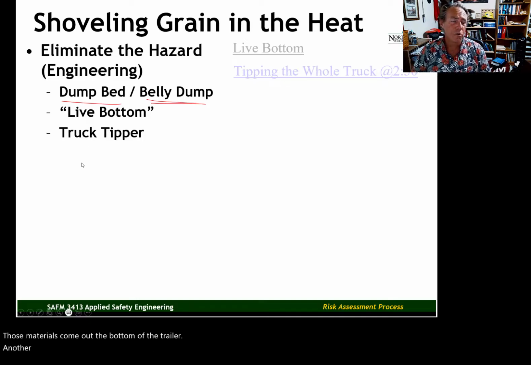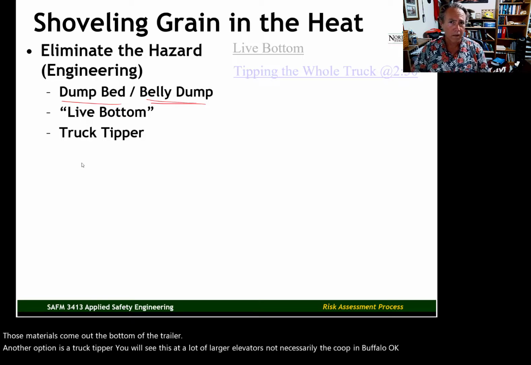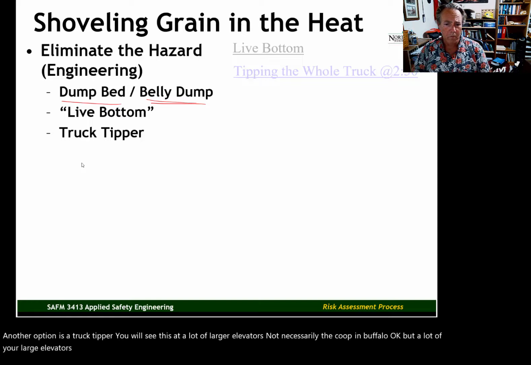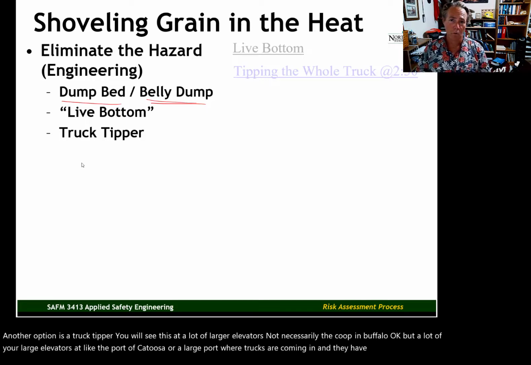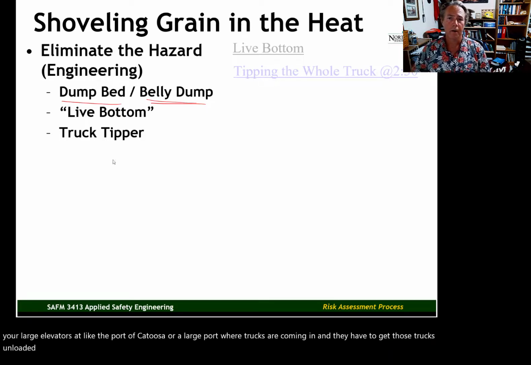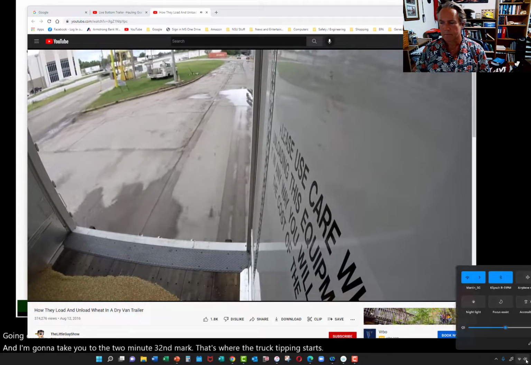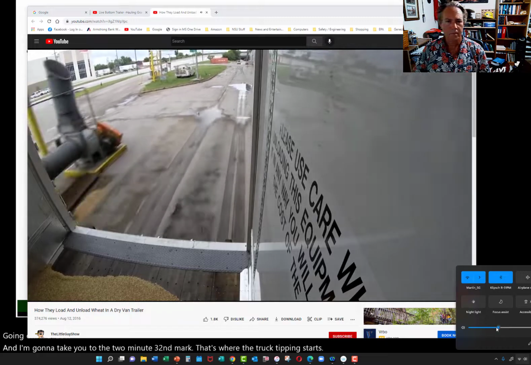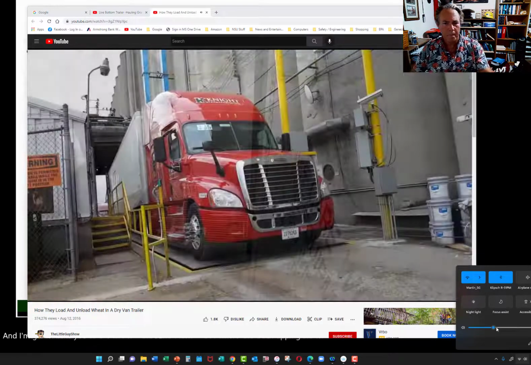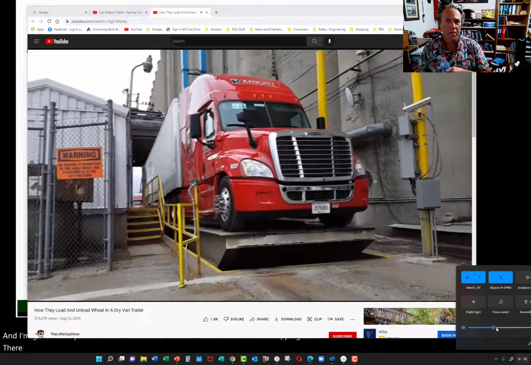Another option is a truck tipper. You will see this at a lot of larger elevators. Not necessarily the co-op in Buffalo, Oklahoma, but a lot of your large elevators at like the port of Catoosa, or a large port where trucks are coming in and they have to get those trucks unloaded quickly. They will tip the whole truck. And here is a video of that. There we go, tipping the whole truck.